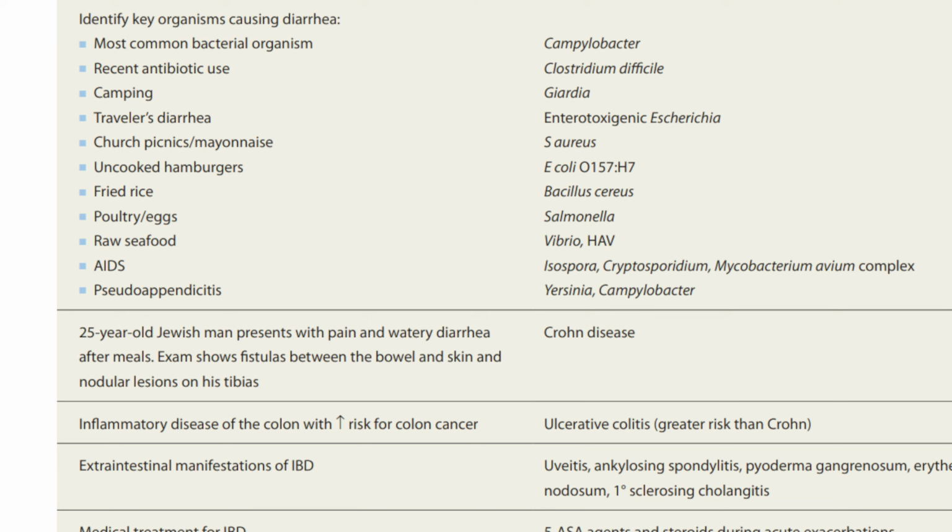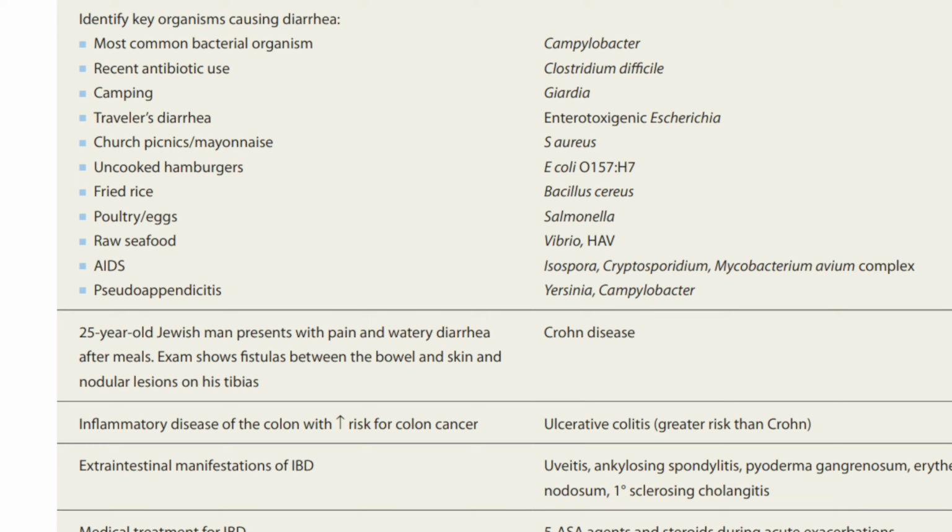Church picnics and mayonnaise: Staphylococcus aureus. Uncooked hamburgers: Escherichia coli O157:H7.